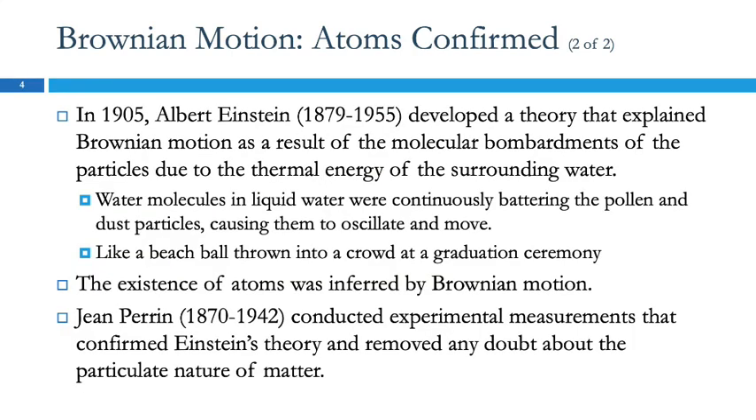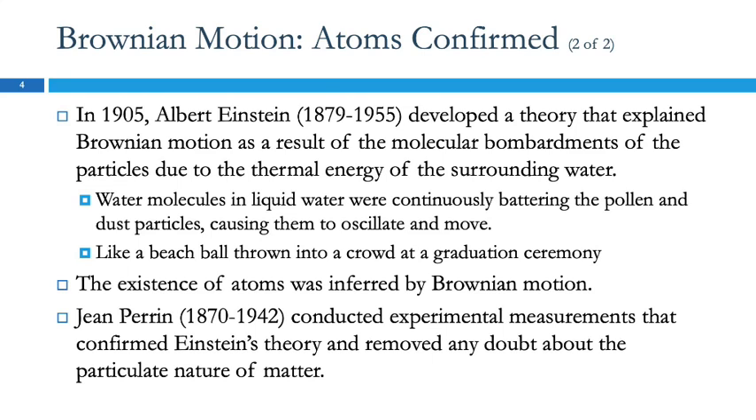So in 1905, Albert Einstein developed a theory that explained this observation. It was called Brownian motion because Brown first noticed it. Einstein explained this as being the result of molecules of water bombarding the particles. We can't see the water molecules because they are much, much smaller than those tiny particles that are visible in the microscope. But the thermal energy of water causes the water molecules to be wiggling around. And they're continuously running into those little pollen dust particles, which causes them to oscillate and to move.